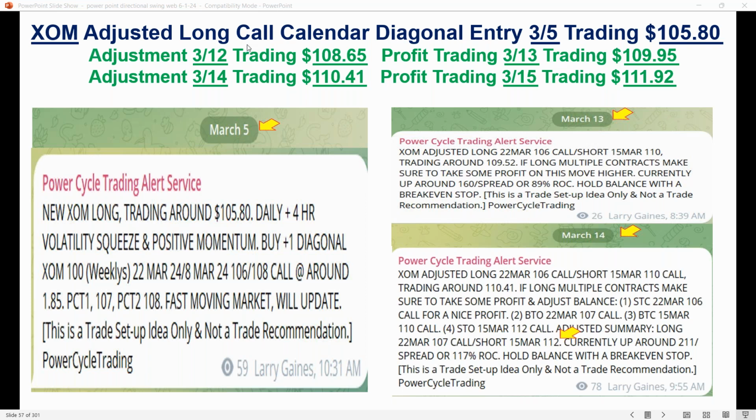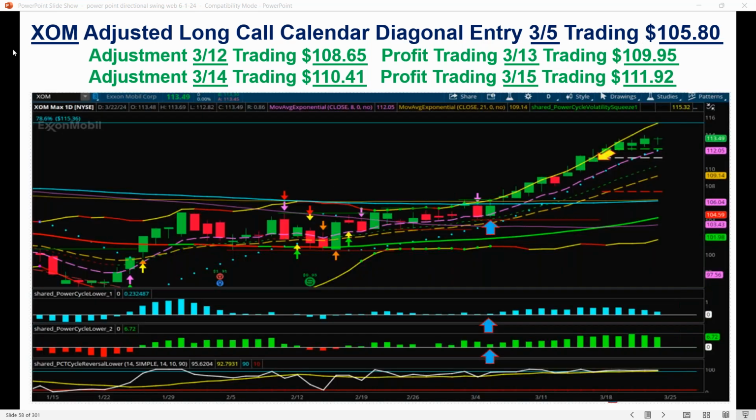Okay, so here's Exxon. Here was another really nice trade setup. This was another alert trade. This was back on March the 5th, and Exxon was trading at 105.80. Now, just to show you the chart pattern, here was what I identified, and this was also a volatility squeeze.